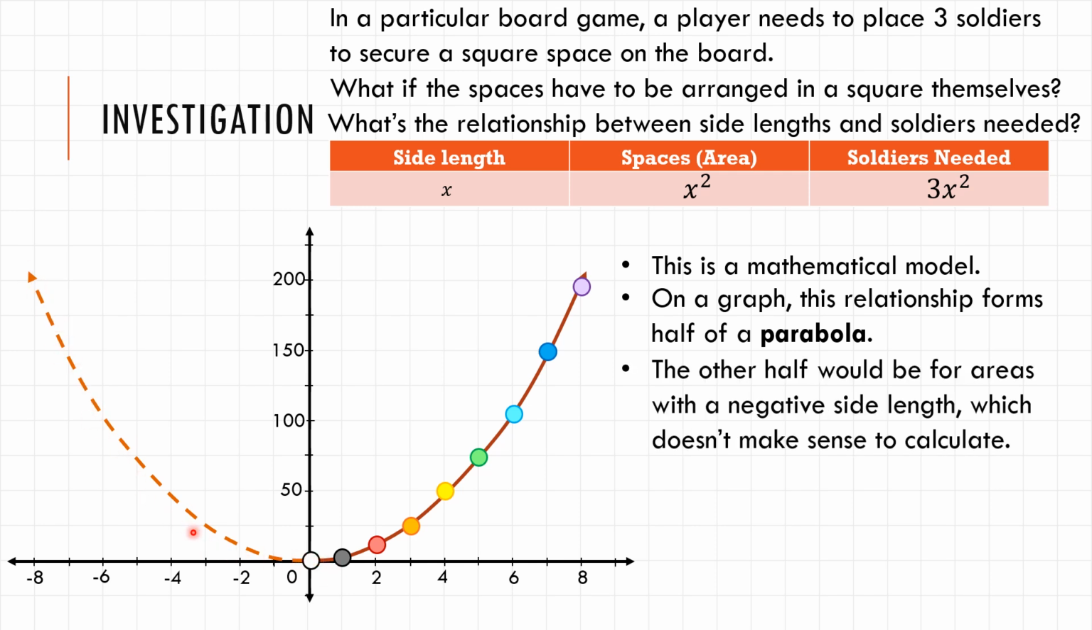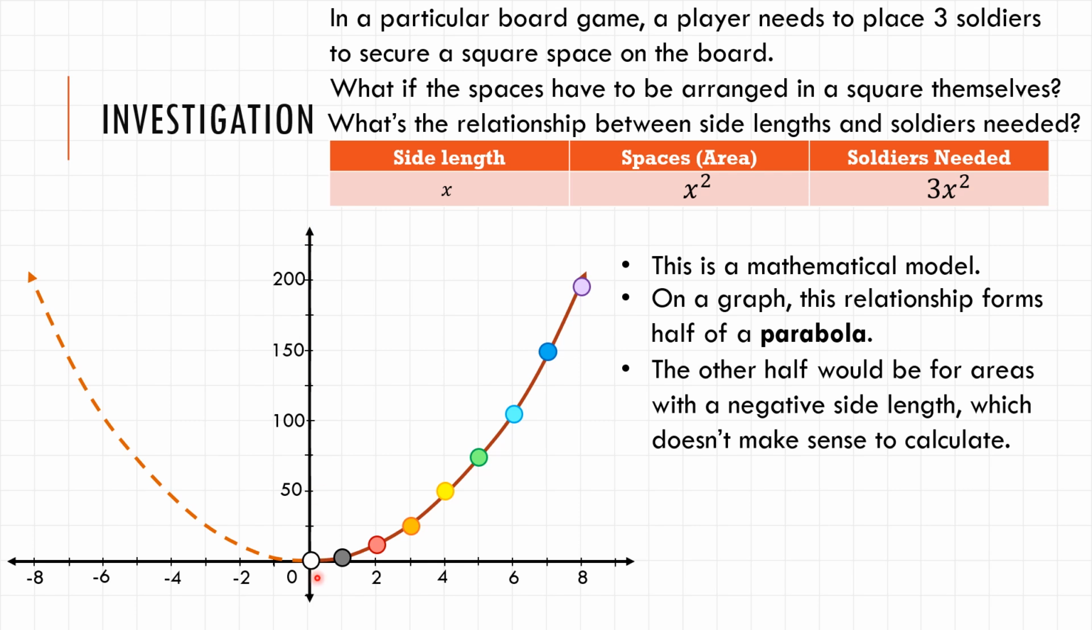Now, this would be for the spaces if the side length was a negative number. But that doesn't make any sense to calculate, right? So that's why we did not graph this half. We only started at 0. Actually, we started at 1. So because that doesn't make sense, we decided to ignore it. But if this relationship were to continue this way, this is the other half of a parabola.